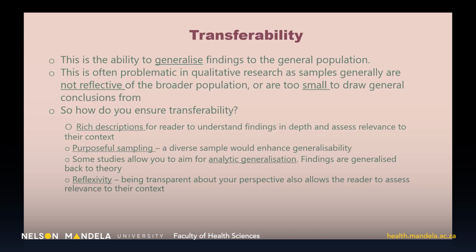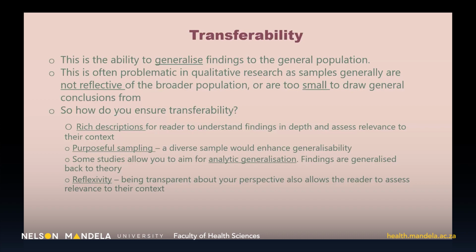Because when you provide a really rich description, for example, of what the psychology students are experiencing at our university, then somebody from a different university can read it and say, you know, this has similarities to what's happening here by us. And they can only draw that conclusion themselves if you've given them enough information. So rich descriptions become very important because then the reader is in charge of transferability to their context.